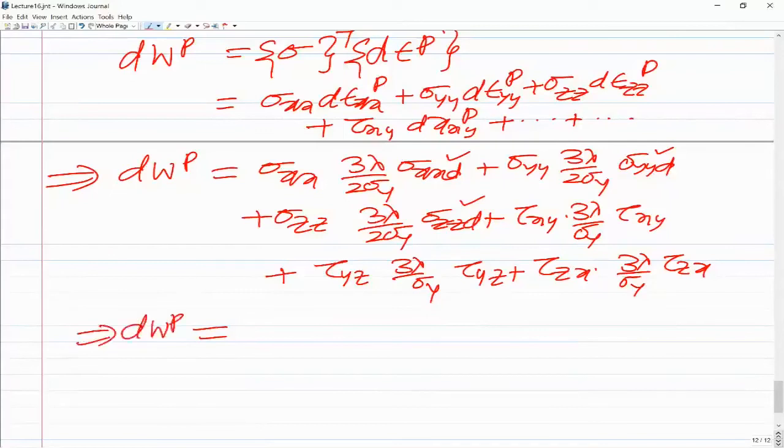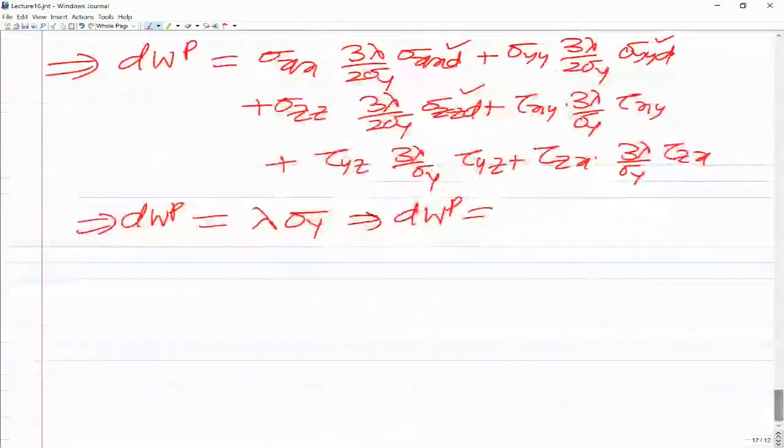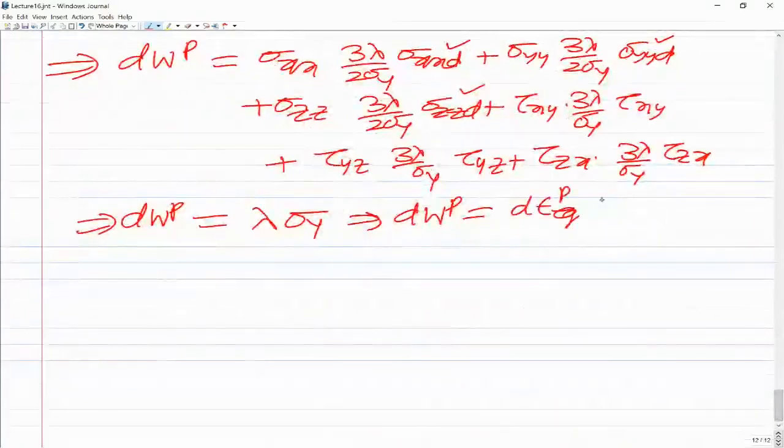The intermediary steps I leave it to you to try out. So you will find that this would be lambda into sigma y, and so you can say that d of wp is equal to lambda into sigma y. We have already shown that lambda is equal to d of epsilon equivalent p. So this is equal to d of epsilon equivalent p into sigma y. Sigma y is the yield stress of the material.